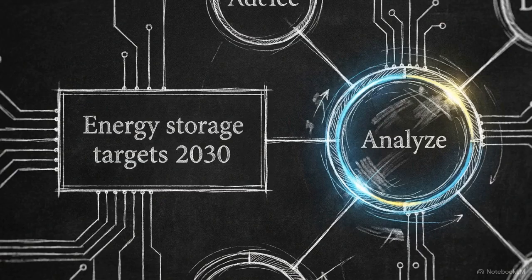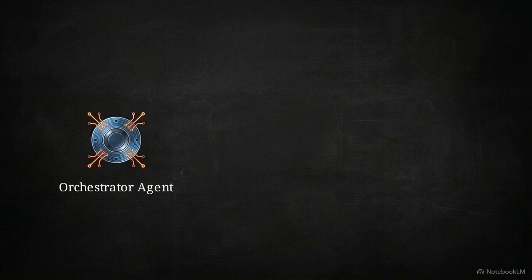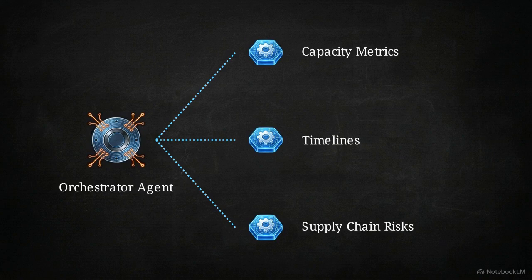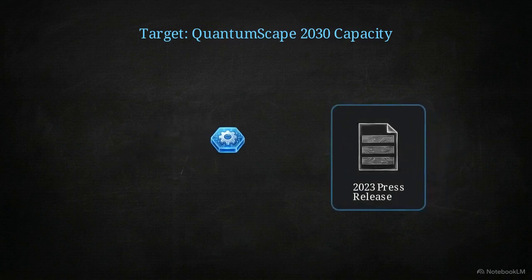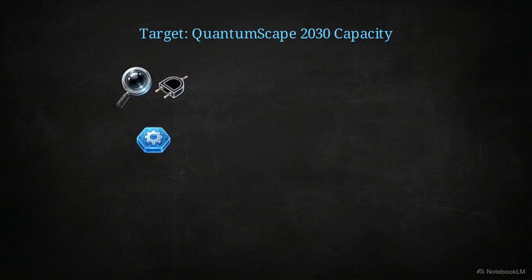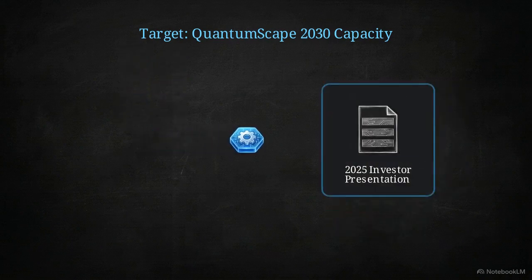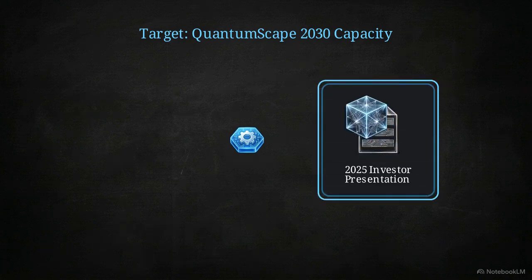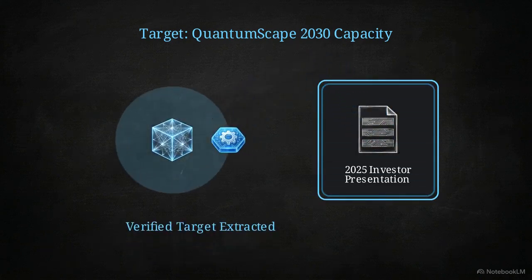We can see this logic in action by prompting a system to research the competitive landscape of solid-state EV batteries targeting the year 2030. The orchestrator agent analyzes the prompt and divides the task into parallel research tracks: capacity metrics, timelines, and supply chain risks. One worker agent searches for QuantumScape's 2030 capacity, but initially finds only outdated press releases. Recognizing the gap, the worker self-corrects. It autonomously formulates a new search for a recent investor presentation, successfully extracting the updated target.